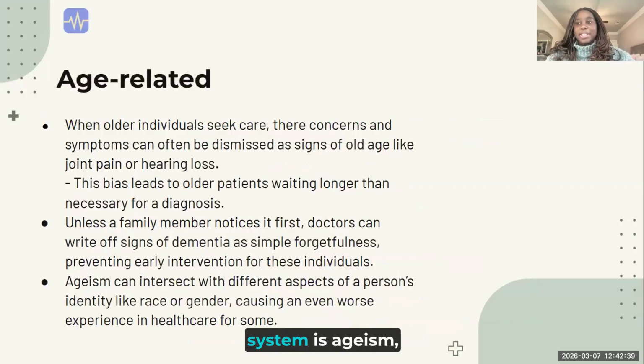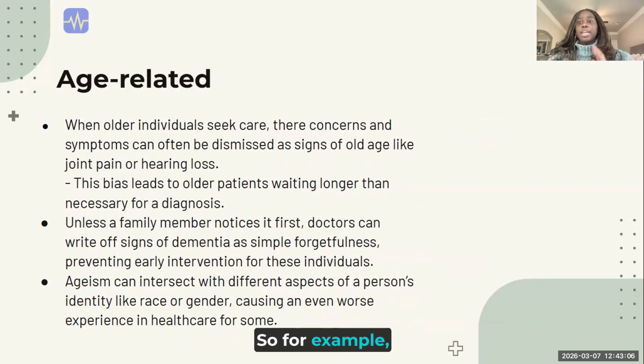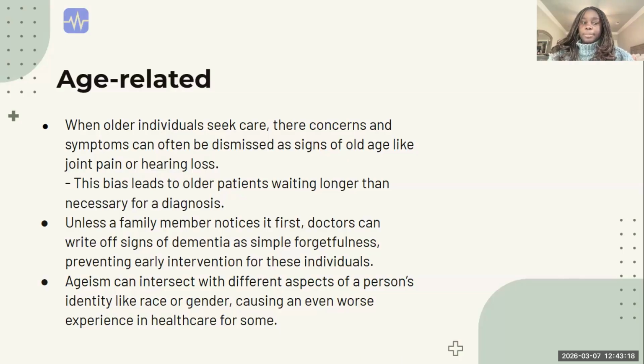Another bias in the healthcare system is ageism, which is essentially older individuals being discriminated against when they seek care. A really good example of this is older patients waiting longer for a diagnosis because a lot of times doctors assume that their pain, like joint pain, hearing loss, vision loss, memory loss, is all related to signs of aging rather than diseases. So, for example, if an older person starts developing symptoms of dementia, a doctor may just write that off as symptoms of old age rather than an onset disease.